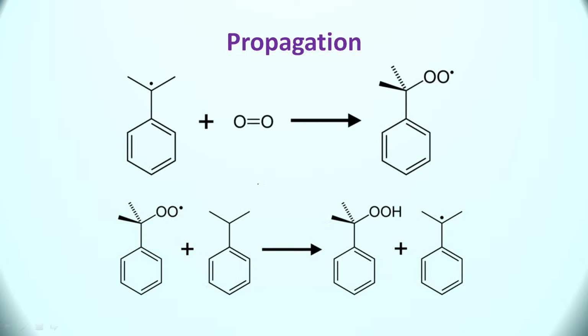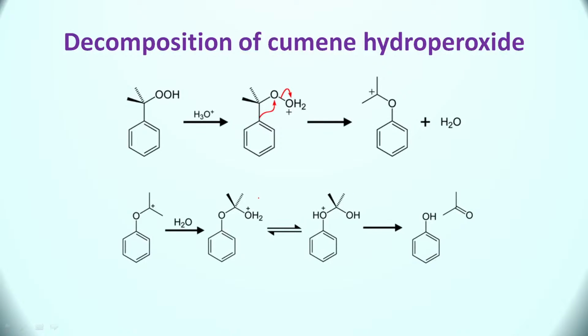In the second step, again an oxygen molecule which is present in the atmosphere will combine with the free radical, and there is a formation of a peroxide free radical. This free radical abstracts hydrogen. Here you have one hydrogen, two methyl groups and one phenyl group. This is cumene hydroperoxide, which is formed in the propagation step.